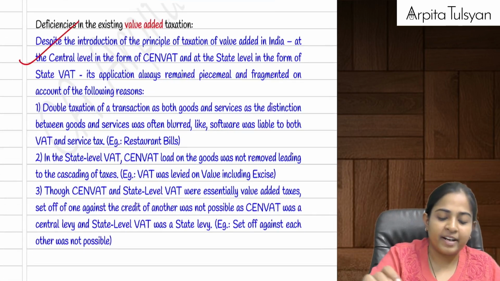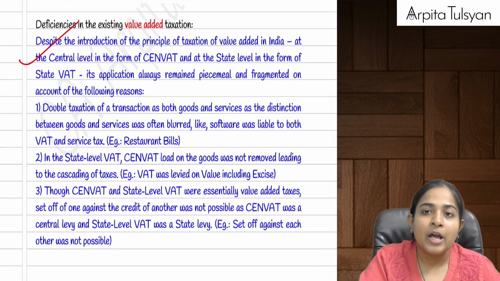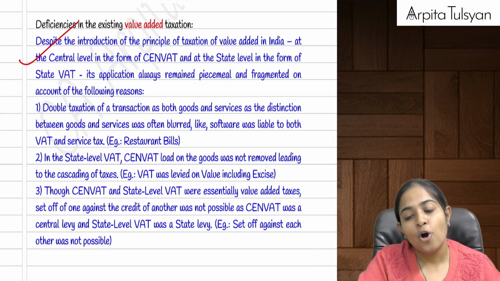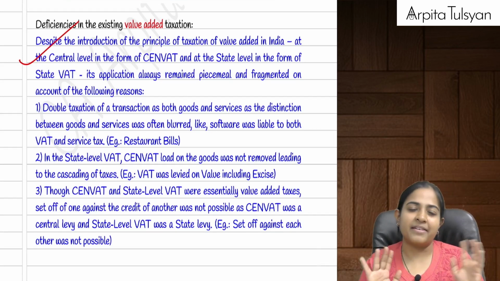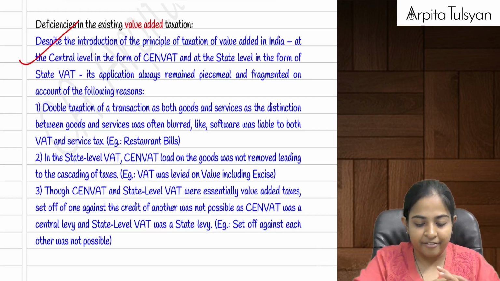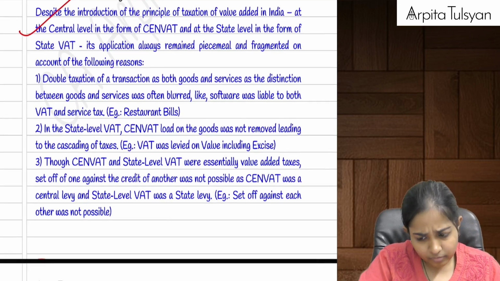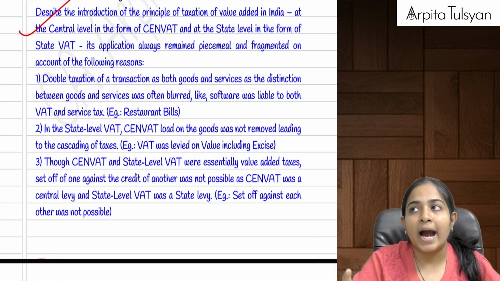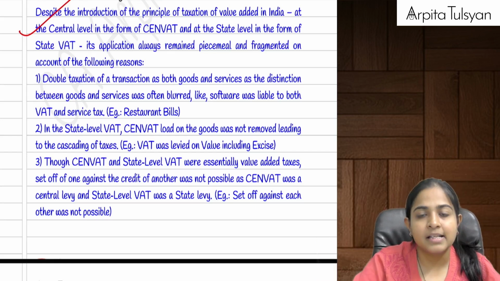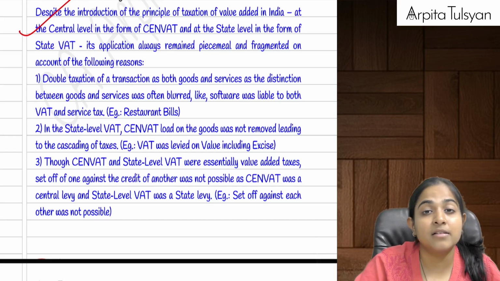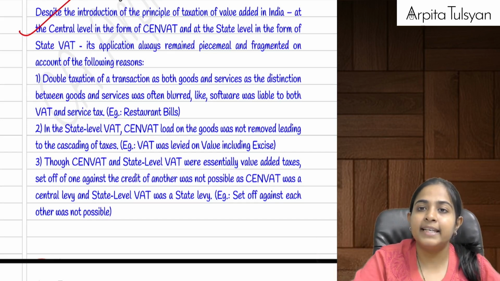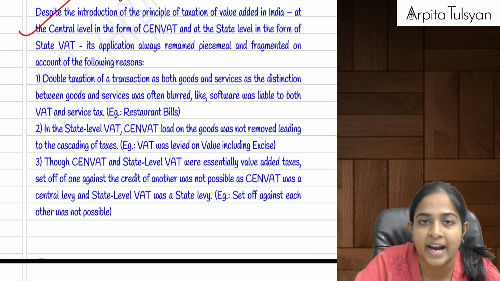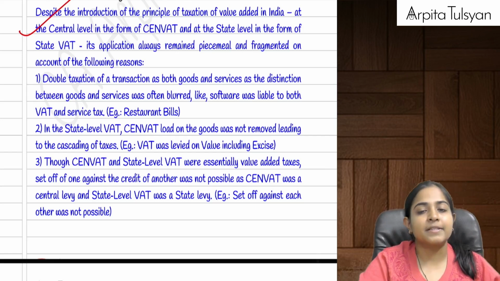Now, what were the deficiencies? What was the need? Whenever a new law comes, it comes because there was some deficiency under the old laws. Now we have some 7-8 points covered in these deficiencies. They are telling that before GST you had your state VATs, your central sales tax, CST law, and then your service tax. On goods we had VAT and CST, and on services we had service tax.